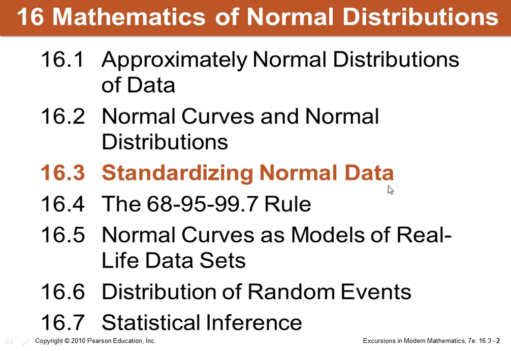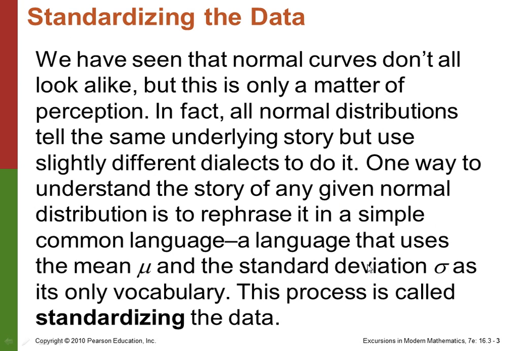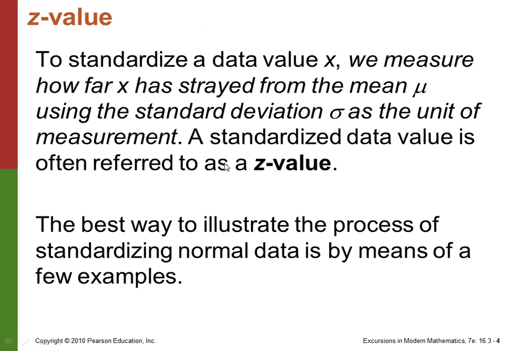Standardizing normal data. Okay, so the issue is we got this data spread all over the place. We're going to standardize it. We have seen normal curves, but they don't all look alike. So we're going to have standardized normal curves so that they all look alike. And we're going to use a thing called a z-value. So we're going to take our individual values of x, and we're going to change them to z-values, and then we're going to graph the z-values and have a standardized normal curve.